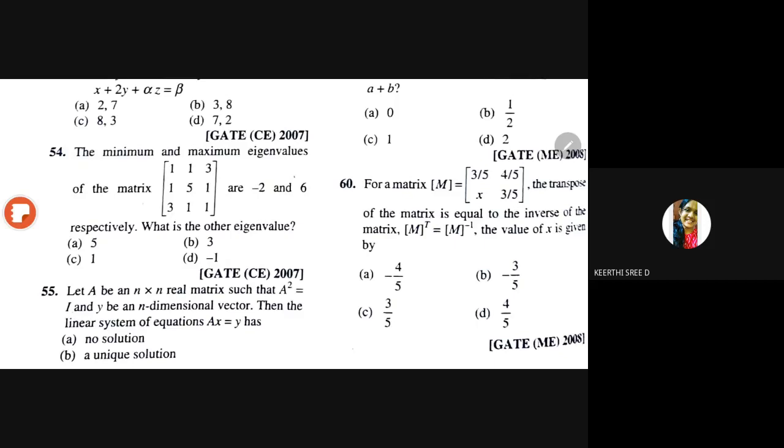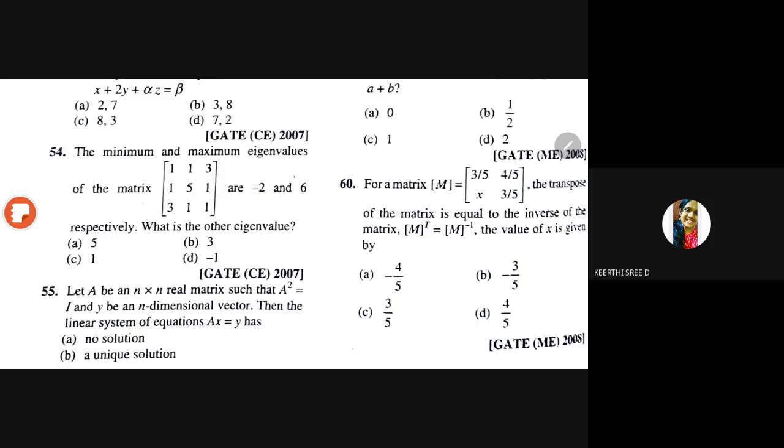Then 54: the minimum and maximum eigenvalues of the matrix are -2 and 6. What is the other eigenvalue? That is easy, I think. Using the trace you can tell. 6 minus 2 is 4, so 3 is the other eigenvalue, that is option B. Okay, if you have any questions, you can raise them.